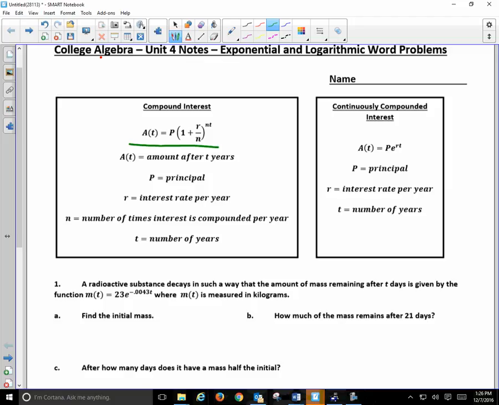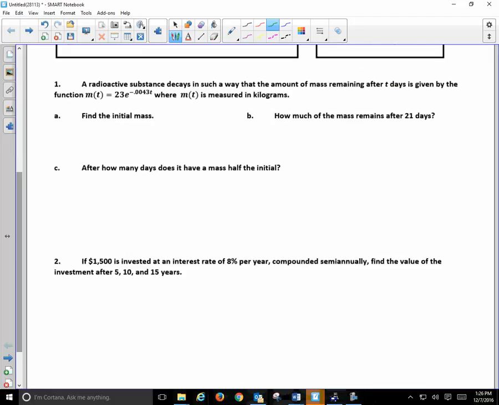The first is for interest that is compounded at a periodic time. So, for example, twice a year, 4 times a year, once a year. And then a formula when growth is compounded continuously. If you look at the first example, it says a radioactive substance decays in such a way that the amount of mass remaining after t days is given by this function, where mass is measured in kilograms. Is the radioactive material decaying twice a week, or is it decaying all the time? That's part of the reason why the equation involves e.